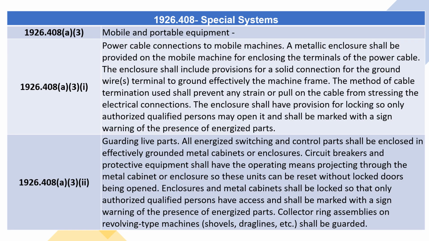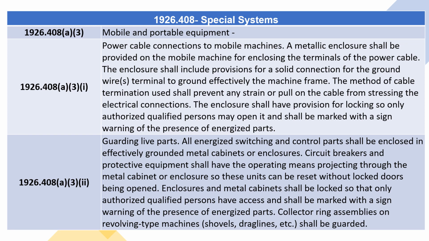1926.408, A3, Mobile and portable equipment. 1926.408, A3, I, Power cable connections to mobile machines. A metallic enclosure shall be provided on the mobile machine for enclosing the terminals of the power cable. The enclosure shall include provisions for a solid connection for the ground wires terminal to ground effectively the machine frame. The method of cable termination used shall prevent any strain or pull on the cable from stressing the electrical connections. The enclosure shall have provision for locking so only authorized qualified persons may open it and shall be marked with a sign warning of the presence of energized parts.